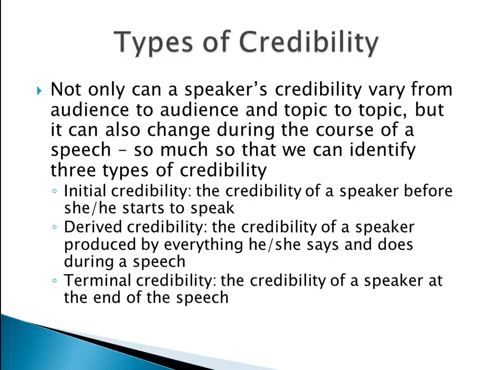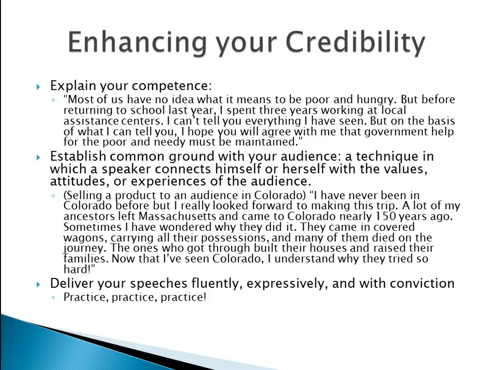First one is initial credibility, and that's the credibility of a speaker before he or she starts to speak. Next, there's derived credibility, and that is the credibility of a speaker produced by everything he or she says and does during that speech. And then there's terminal credibility, and that's the credibility of a speaker at the end of the speech. So you see we've got three different types of credibility. One occurs before, one occurs during, and one occurs after the speech, at the end of the speech.